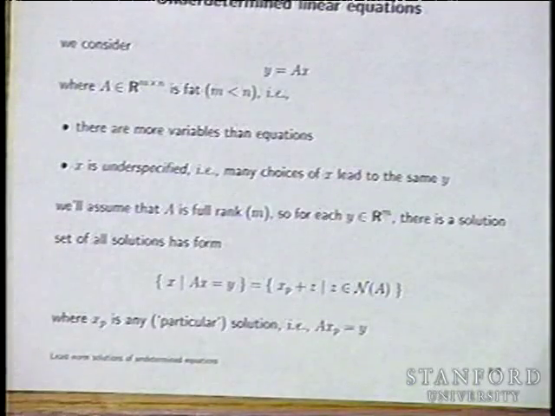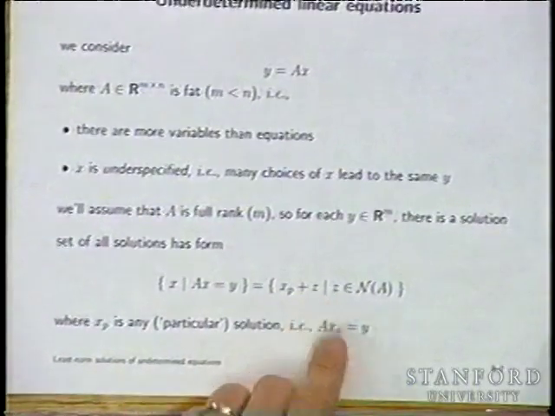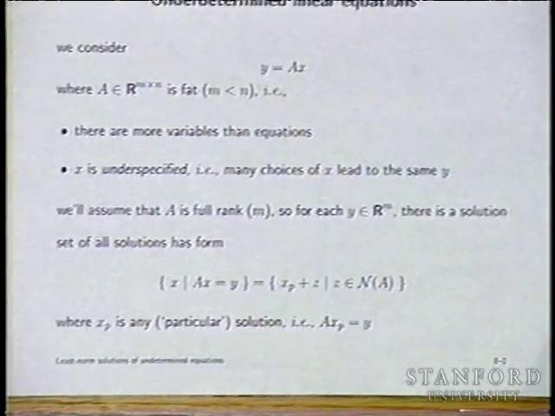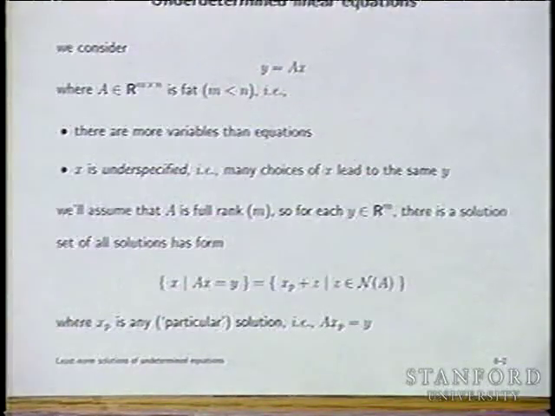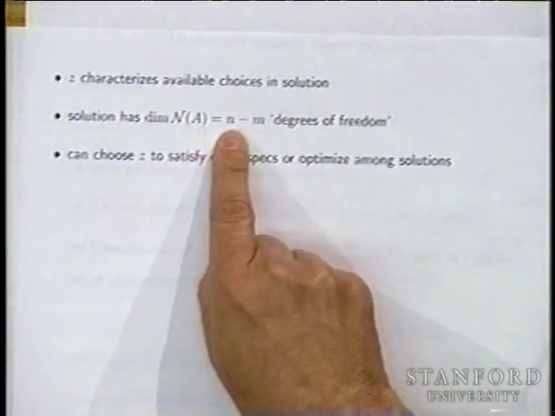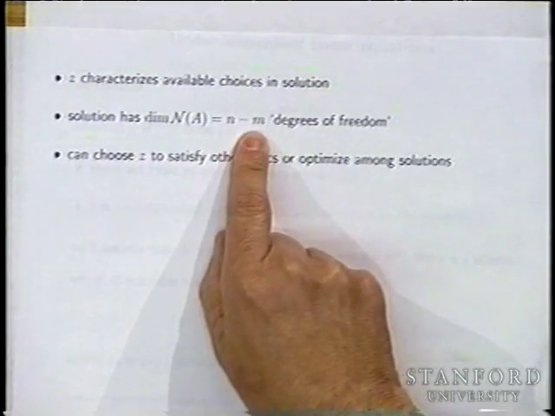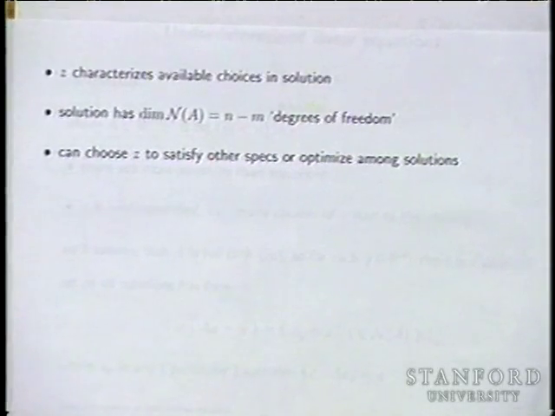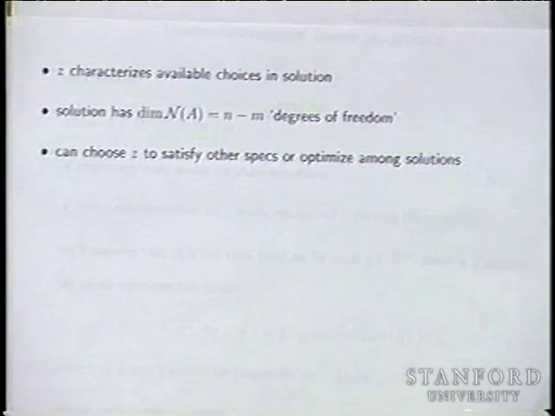Okay. So in this description, z essentially parameterizes the available choices in the solution of y equals Ax. And you can say roughly that the dimension of the null space of A, which is n minus m because A is full rank, gives you the degrees of freedom. And that says you can choose x to satisfy other specs or optimize among solutions.